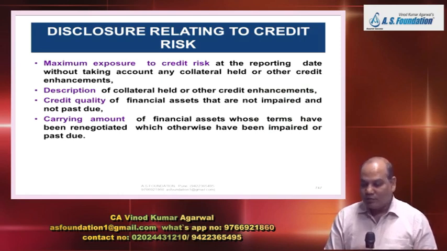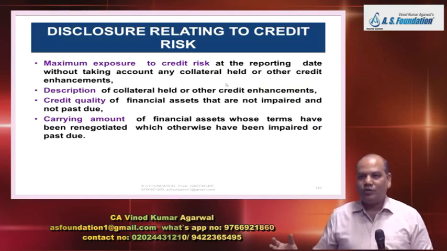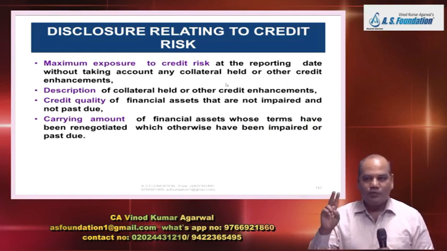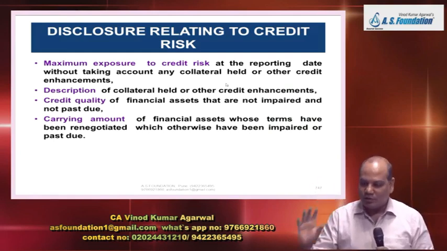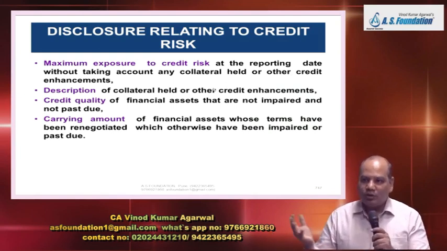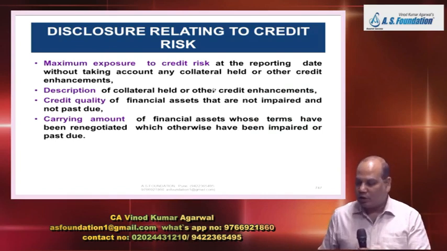Now, next line. Maximum exposure to credit risk at the reporting date without considering collateral held or any other credit enhancement. Collateral means, suppose you have a debtor of 30 crore and you have a collateral of 15 crore. So first you disclose the gross amount only, 30 crore. Credit enhancement means what method you have used to reduce the risk. It's like a derivative or any other contract which reduces the risk.